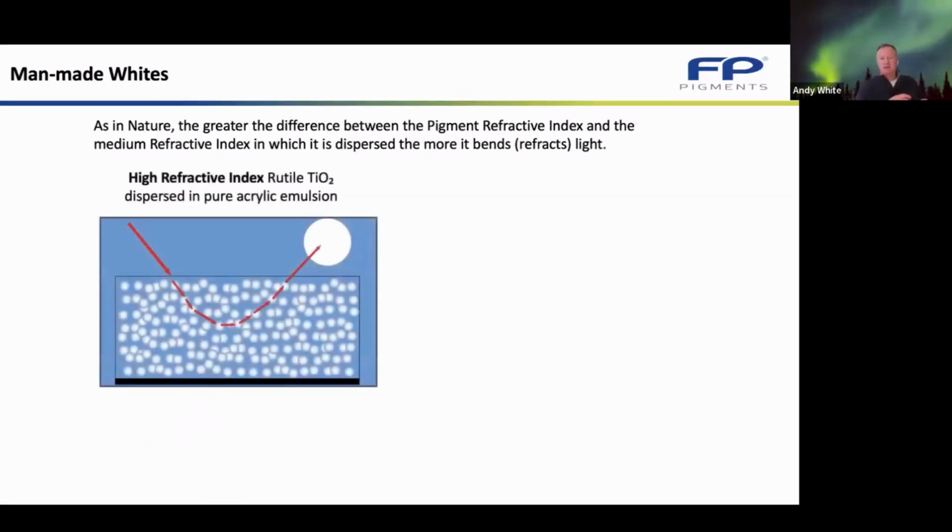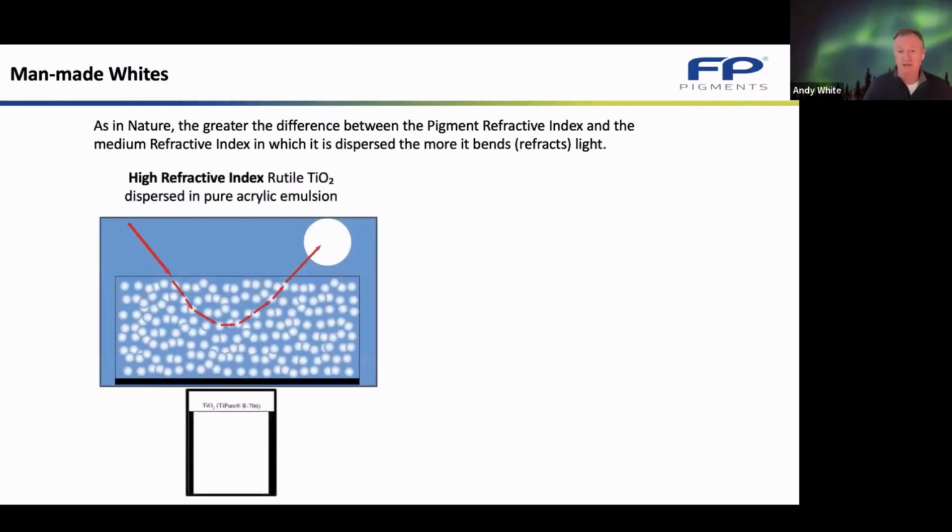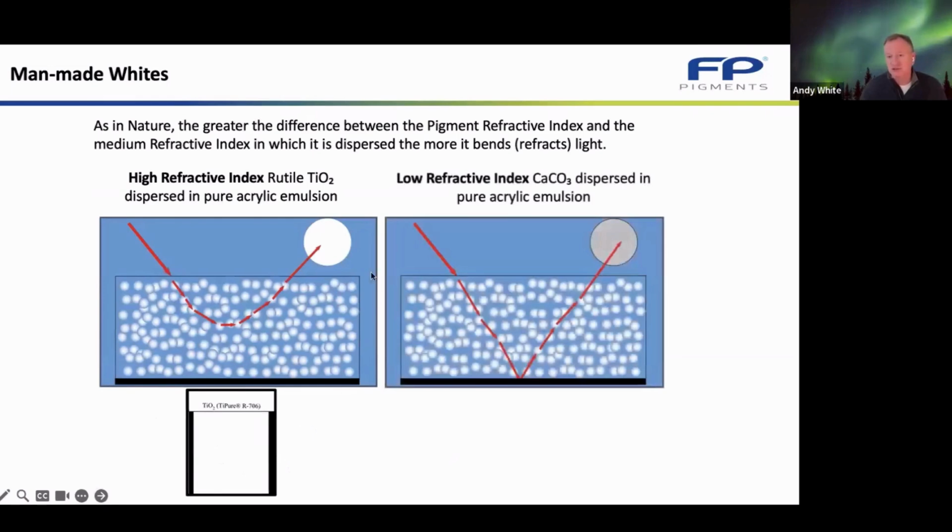So moving back to TiO2, what you're trying to do is to have multiple light scattering events. So you bend the light out of the film and back towards the eye. So you have titanium dioxide giving you whiteness and opacity. If you tried to do this with a material with a low refractive index, like calcium carbonate, which has a refractive index of 1.6, the polymers all have a refractive index of 1.5, you would actually see transparency. Okay.